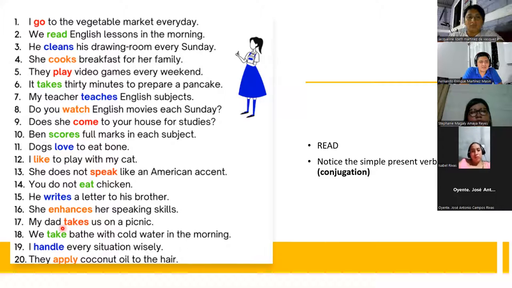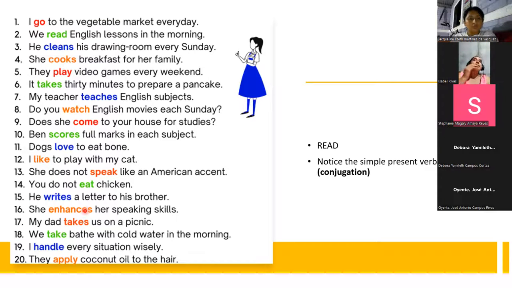Teacher, en 17. Ajá. She and I 16. 16, perdón. Ah, ajá. Ok. Enhances. Eso lo que significa es, le está improving o está haciendo mejor, ¿verdad? Lo hace más bonito, está mejorando, está reforzando, ¿sí? She enhances her speaking skills, porque hay varias speaking skills, pronunciation, accuracy, vocabulary, yeah. Those are the speaking skills. Also the oral expression, intonation. So there are a lot of speaking skills, guys.